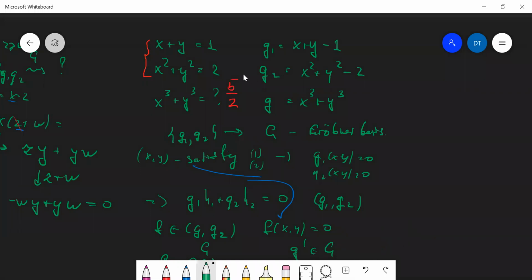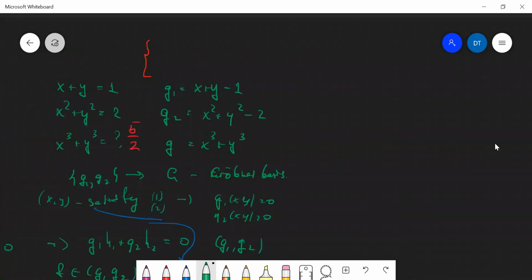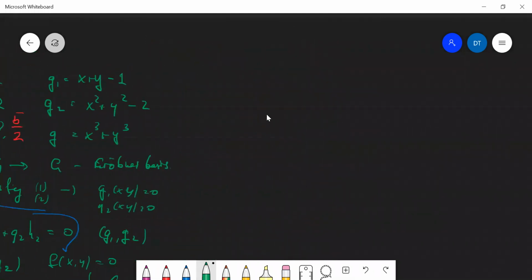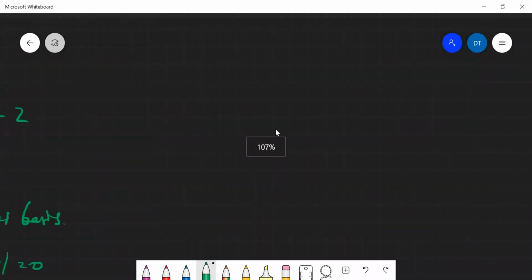Isn't it one plus minus square root of 3 divided by 2? Let's try to compute. I didn't actually compute it explicitly. Okay, let's compute. Okay, no problem. So let's try to compute.